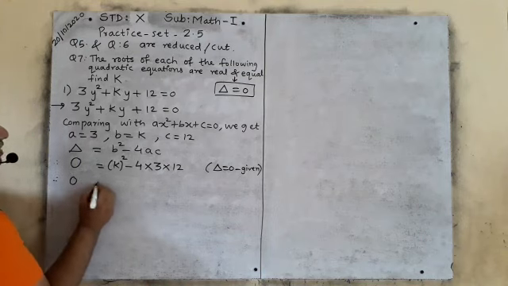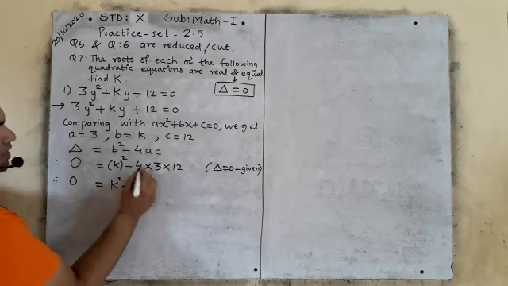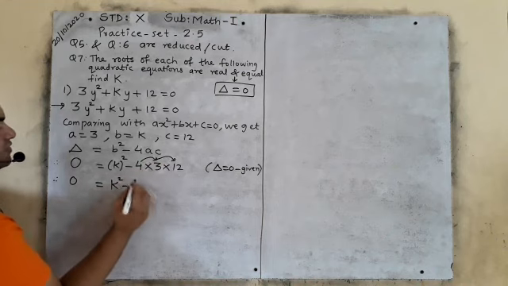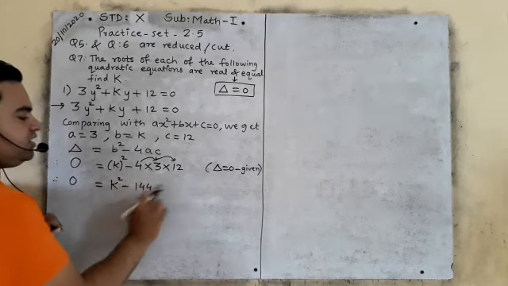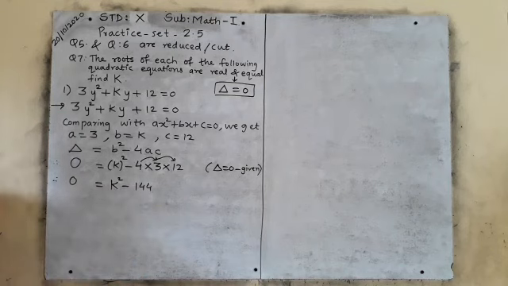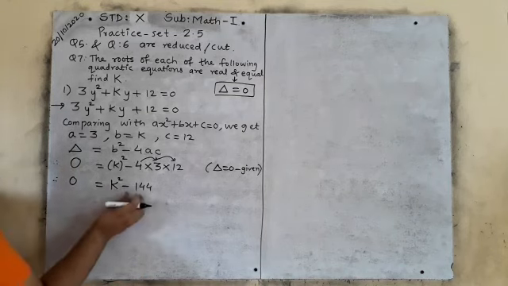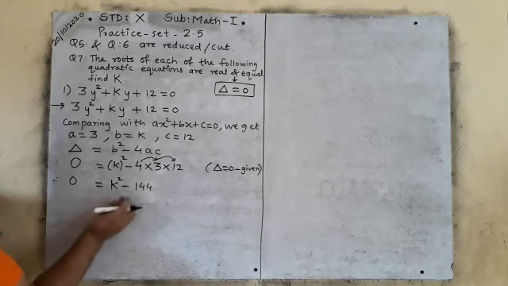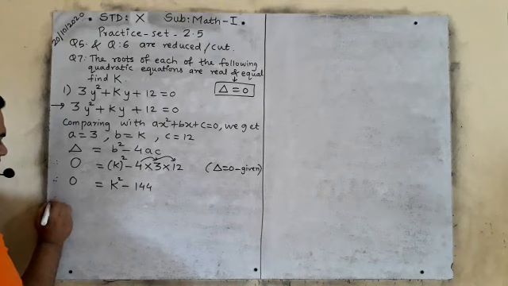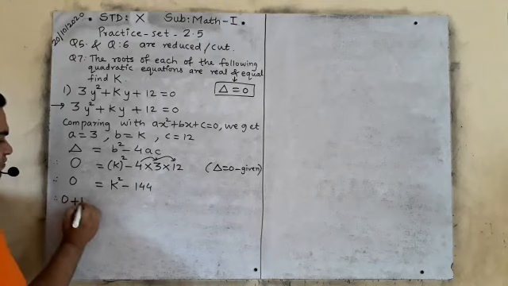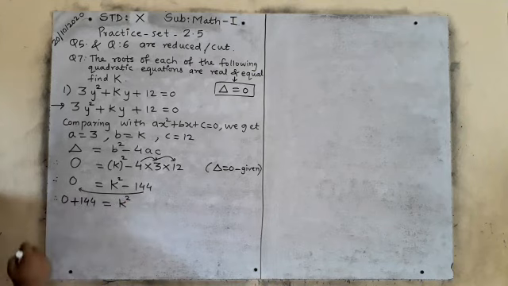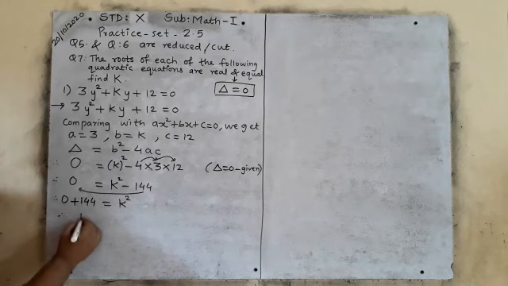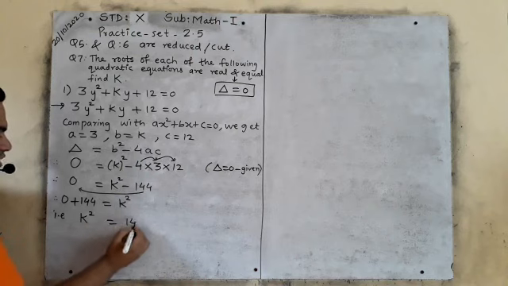Now therefore you will say 0 is equals to k square minus 4 3s are 12, 12 12s are 144, right? Now what will you do here? This minus 144 will come to the other side, so it will be 0 plus 144 is equals to k square. This will come this side. Yes or no? Very simple. You can write it straight: k square is equals to 144.